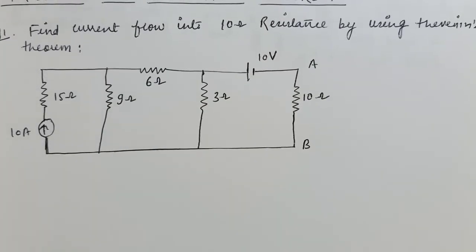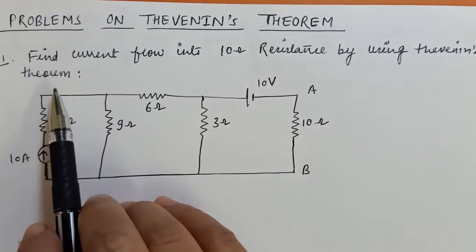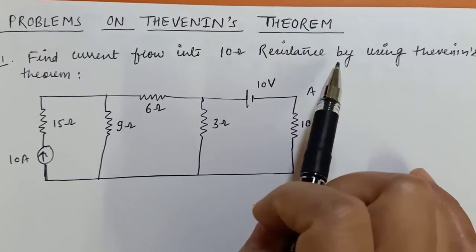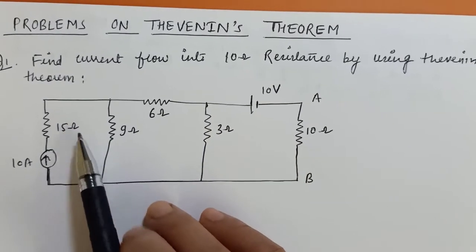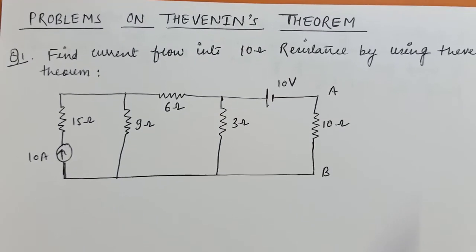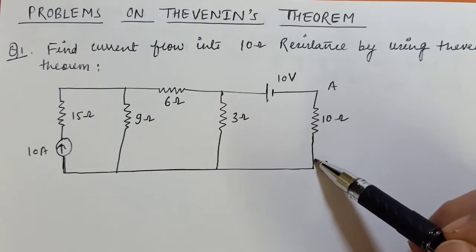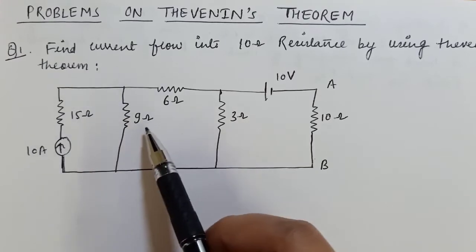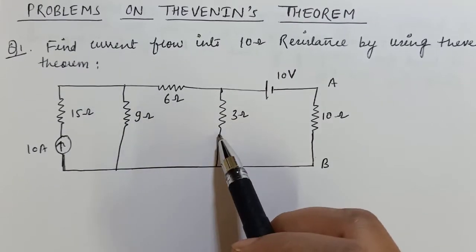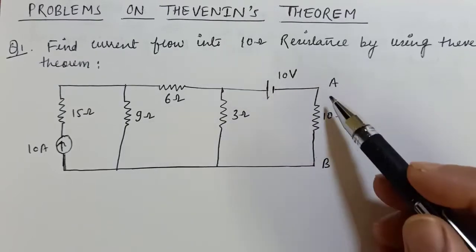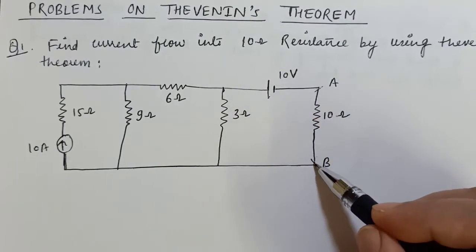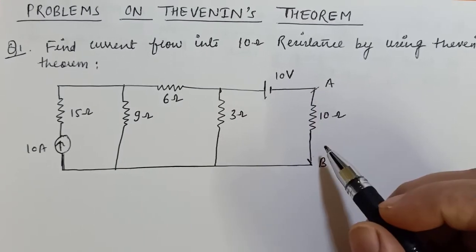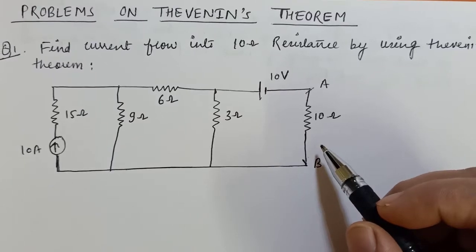So this is your first problem. It is given: find the current flowing into the 10 ohm resistance by using Thevenin's theorem. This circuit is given, and you have to find the current flowing through this 10 ohm resistance. A 10 ampere current source is given, a 15 ohm resistance, a 9 ohm resistance, a 6 ohm resistance, a 3 ohm resistance, and a 10 volt battery. This is the load terminal, meaning the 10 ohm resistance is your load resistance. Across this resistance you need to find the current by using the Thevenin theorem.